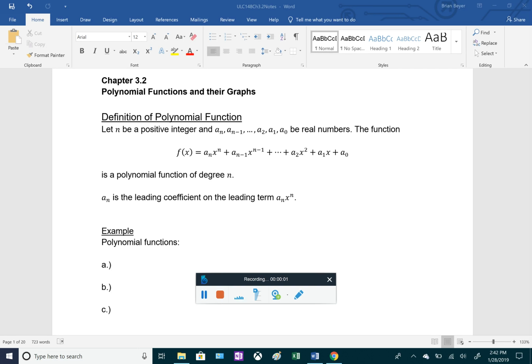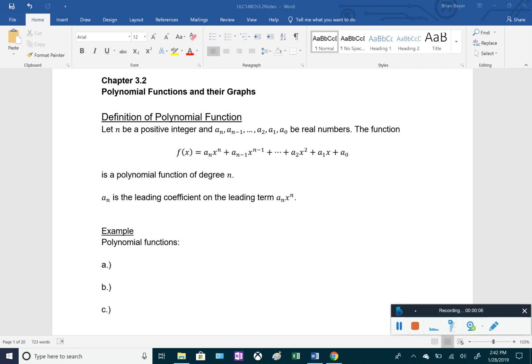Okay, chapter 3.2, we'll be going over polynomial functions and their graphs. So before we get into graphing it and the steps for graphing it, let's just look at what the actual definition of a polynomial function is. So for a polynomial function, let n be a positive integer, so 1, 2, 3, 4, and so on. And all of these little a's are going to be real numbers.